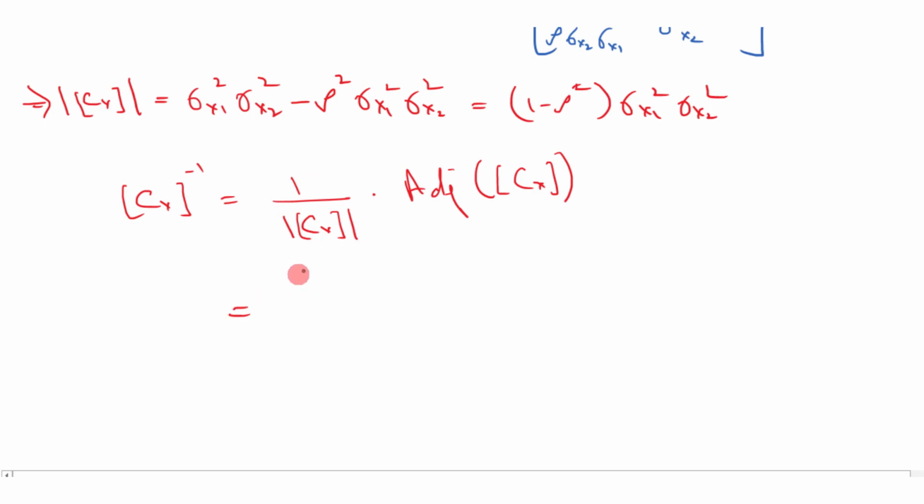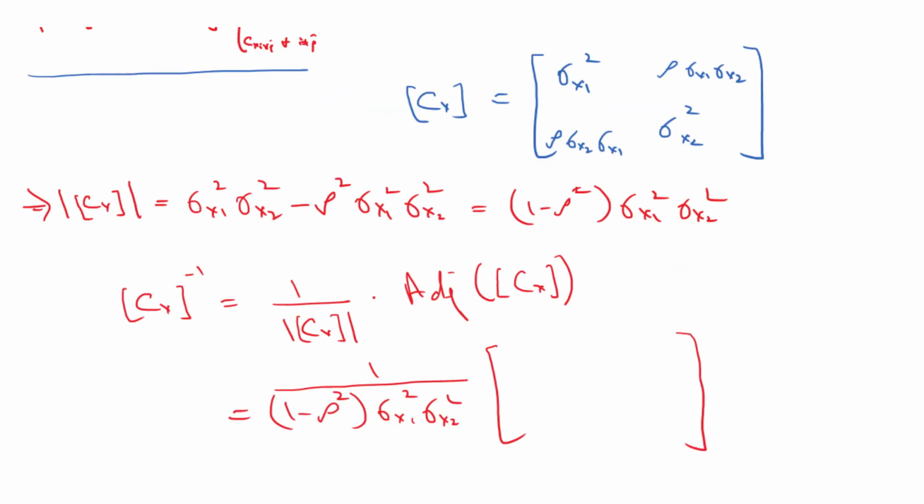So as I have already determined, the determinant of this covariance matrix is equal to 1 minus rho square into sigma x1 square sigma x2 square, into the adjoint of Cx, which you can easily find from here. These terms will be interchanged. Here you will get sigma x2 square, and here you will get sigma x1 square, whereas these terms will have a negative sign with them. So here you have minus rho sigma x1 sigma x2, whereas here you have rho into sigma x1 sigma x2.